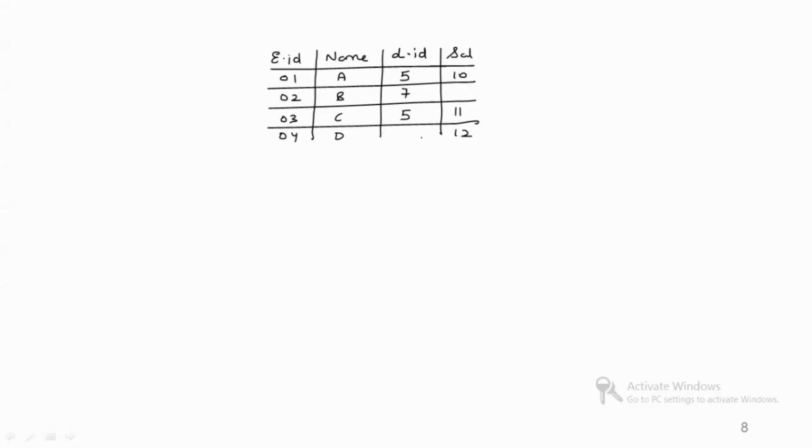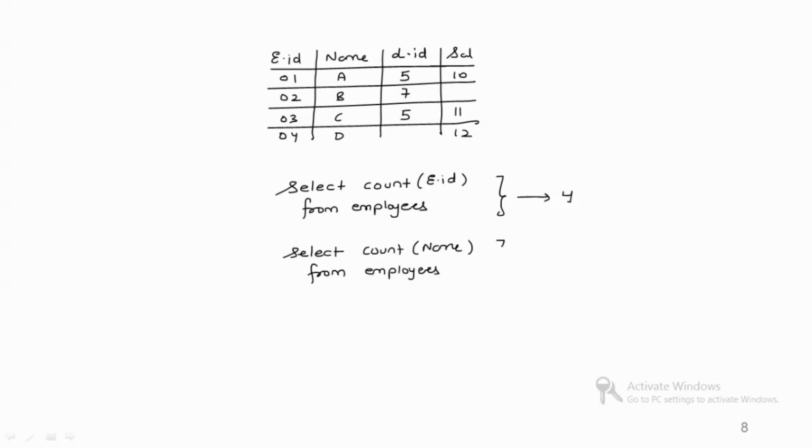Now in this particular case, if I ask you to find out the number of records, how can we do this? I'll simply say select count of, so count is a function. I want to count employee ID from the table employees. Select count of employee ID from the table employees. Now this will return the result as 4 because count of employee ID is 4. If I say select count of a different column, I'll get the same result 4.